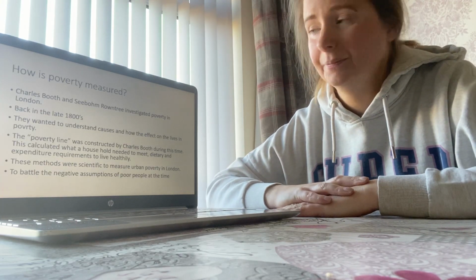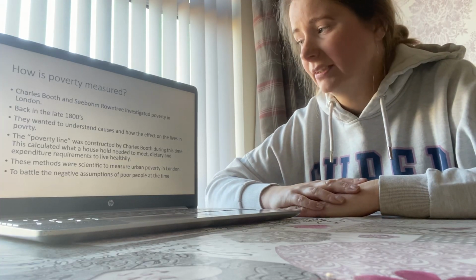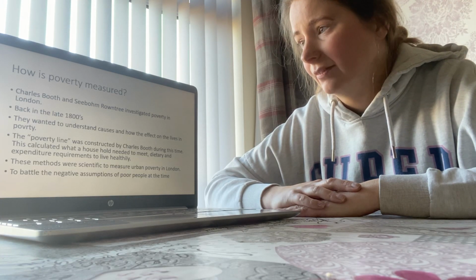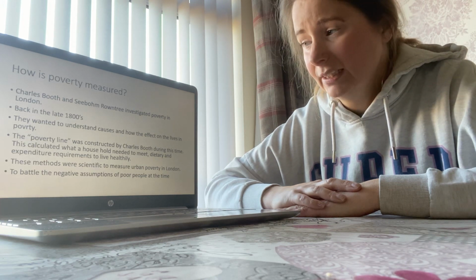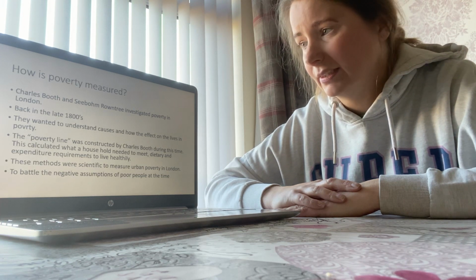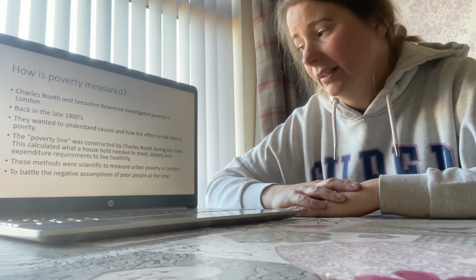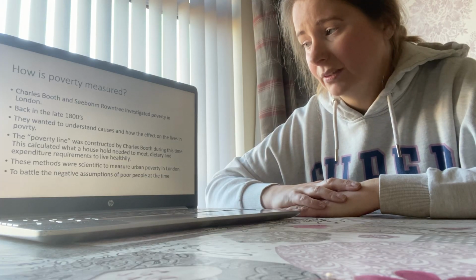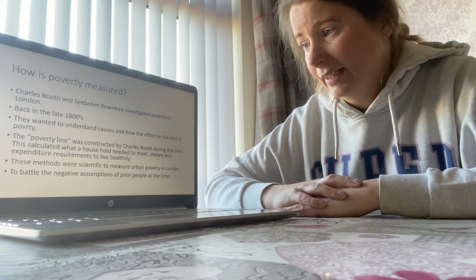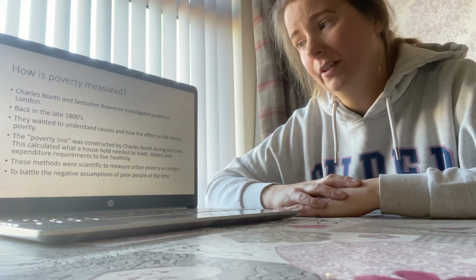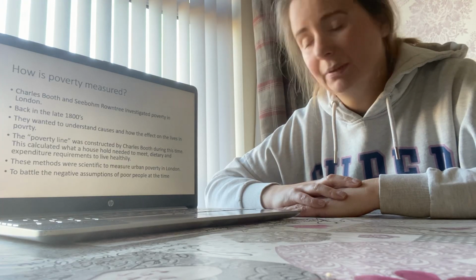How is poverty measured? Charles Booth and Seebohm Rowntree investigated poverty in London back in the 1800s. They wanted to understand the causes and how they affect the lives of those in poverty. The poverty line was constructed by Charles Booth during this time. This calculated what a household needed to meet dietary and expenditure requirements to live healthily. These methods were scientific, to measure urban poverty in London and to battle the negative assumptions about poor people at the time.